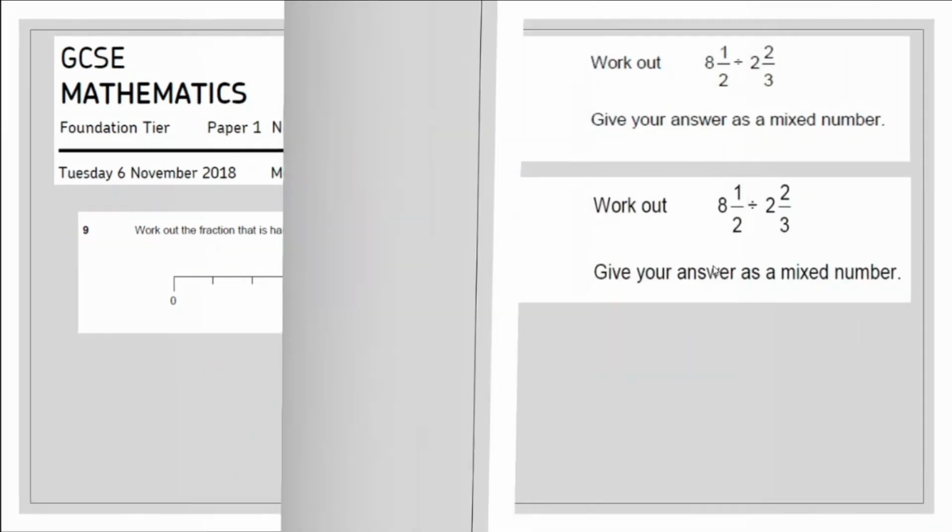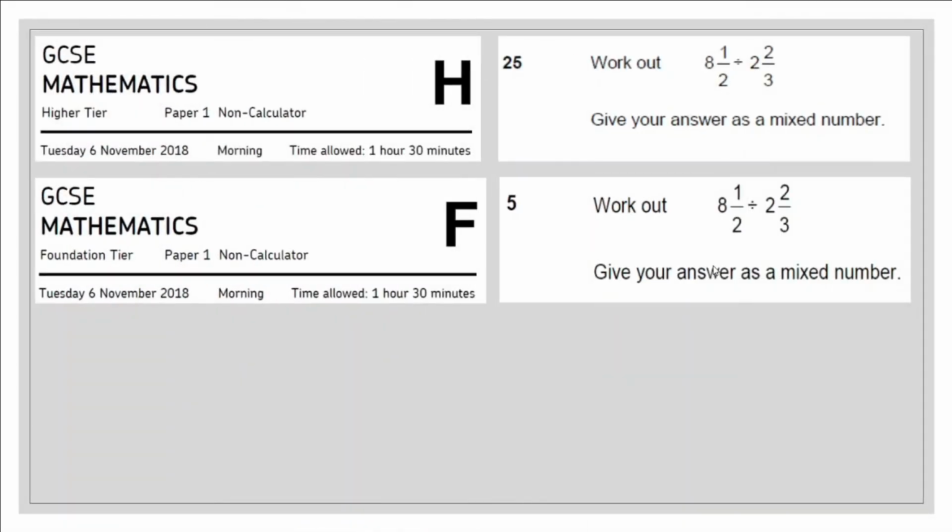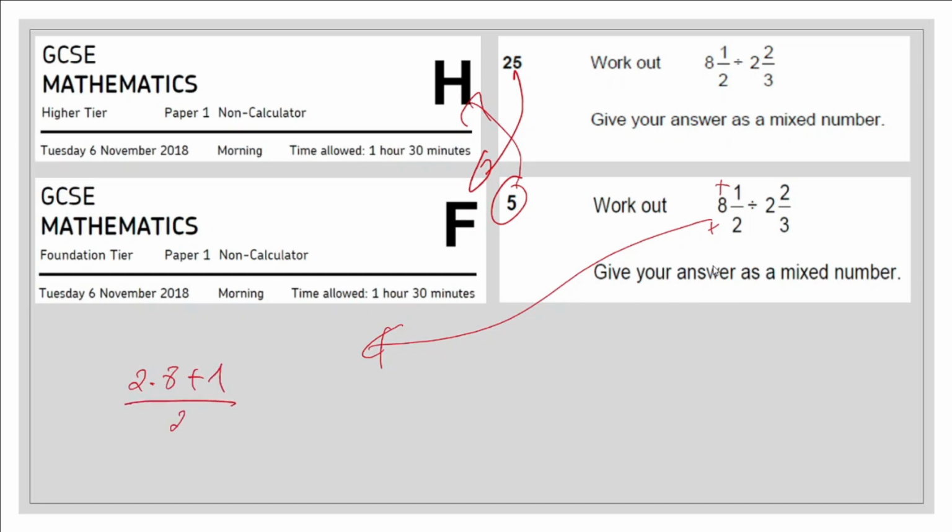In the same year, for foundation and higher tier, we had the same question. Of course, for foundation, it was question number 25, and then for higher tier, it was question 5. The question was to work out the division here, which is pretty easy. So we need first to convert into improper fractions. The first one will be multiplication and plus. That will be 2 times 8 plus 1 over 2. And then the second will be multiplication and plus. We have 3 times 2 plus 2 all over 3.